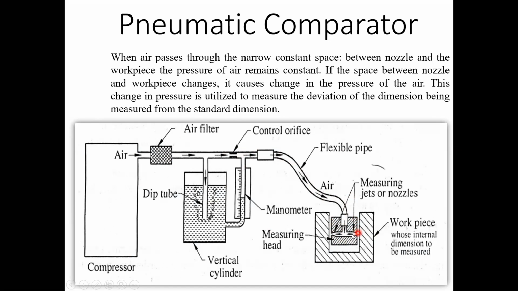The measuring head has two nozzles on both sides, the measuring jets or nozzles. And this is the workpiece which is to be inspected. Here one manometer is there, right?